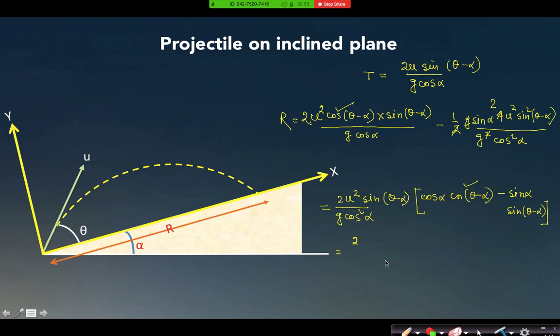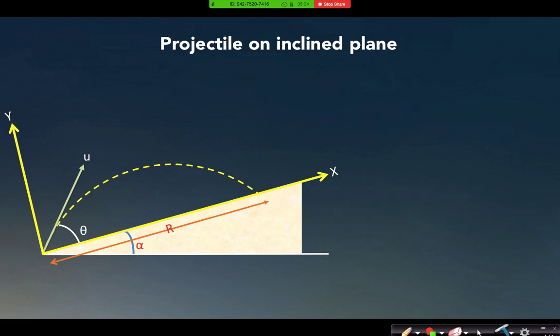Now if you modify it, you will find this expression: 2u square sin(theta minus alpha) by g cos square alpha, and there is one trigonometric identity which says cos a cos b minus sin a sin b is equal to cos(a plus b). Here it is cos of alpha plus theta minus alpha, which is only cos theta. So that is the expression for range.